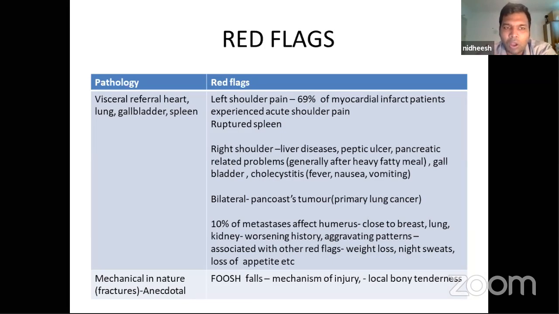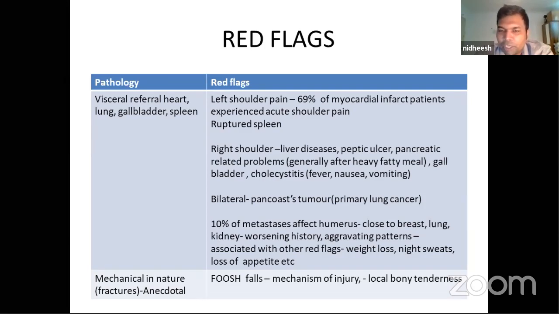All the pain that is related to heart or lung or gallbladder or spleen generally will be referred into your left shoulder. 69% of myocardial infarct patients experienced acute shoulder pain on their left shoulders, which is very, very important. If there is no mechanical cause, and after ruling out, they still have pain that suddenly developed and is referring to the shoulder, and there are other symptoms you can look for, like pain in the left side of the jaw and left shoulder and increased blood pressure, complaints like these give us a picture that this could be something more than a shoulder problem, perhaps a myocardial infarction.